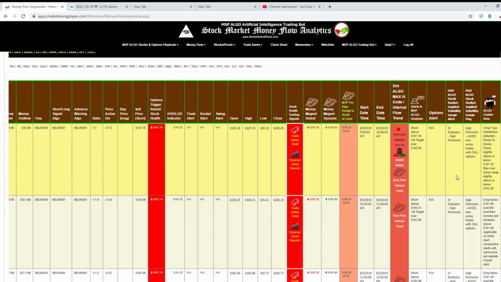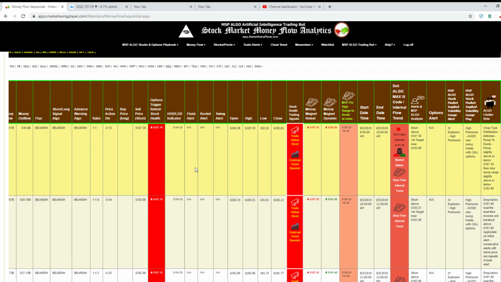Now the market has a tendency to chop. It's on a chop high. Every time I look, it's chopping. So I created the algo chatterbots, and what it does is it communicates to the billion-dollar algos chopping the market to pieces to see how to get a piece of the pie. So it'll give a message and let you know what it thinks. The message may be that a chop type distribution is detected. It's called the pump to dump, so that means it's going to pump slightly above a price, and then the max dump range is a certain price.